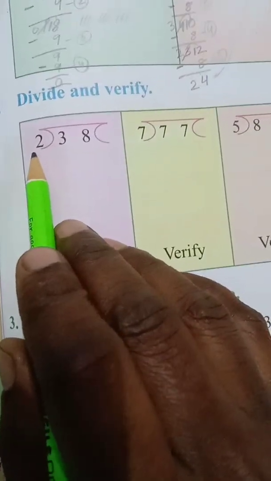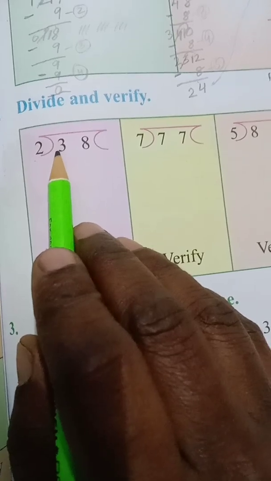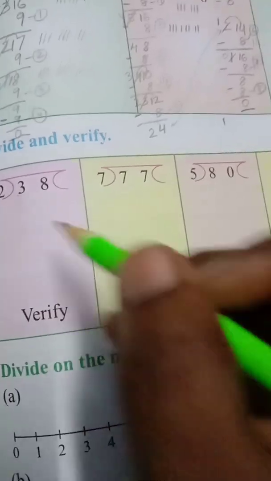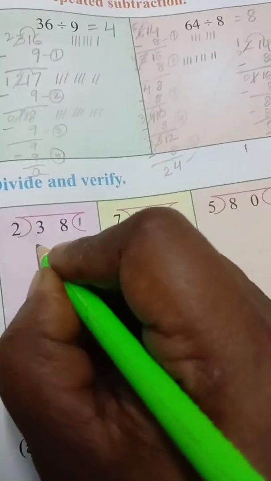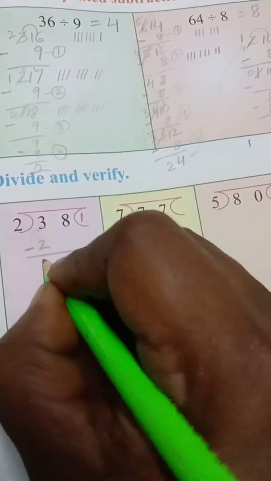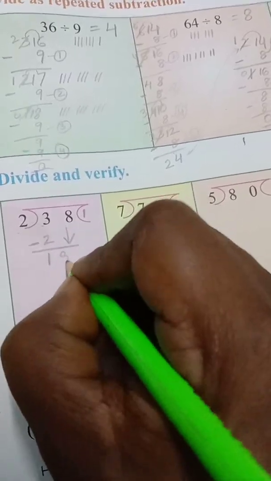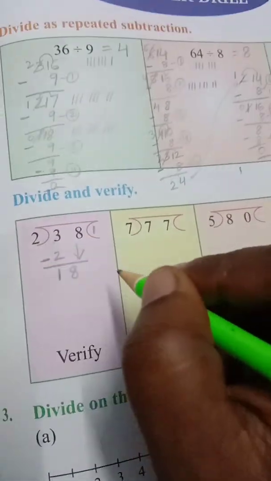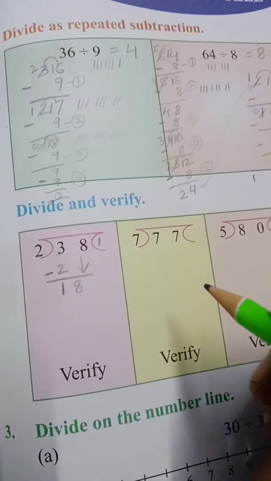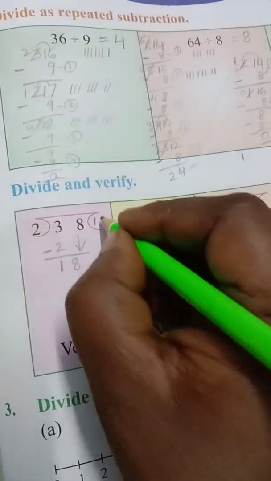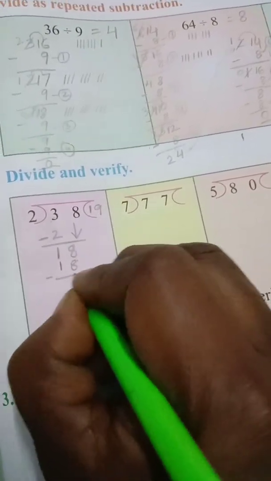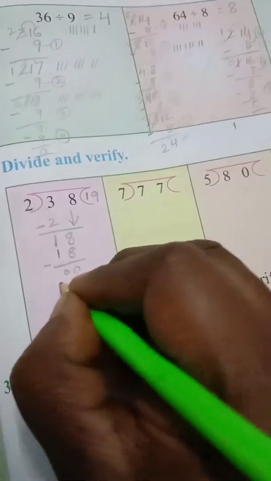Here you need to count the 2 table. Here see, this is number 3. So 2 ones are 2. 3 minus 2, 1. And this bring down 18. 2 ones are 2, 2 twos are 4, 2 threes are 6, 2 fours are 8, 2 fives are 10, 2 sixes are 12, 2 sevens are 14, 2 eights are 16, 2 nines are 18. Minus 18, 0.